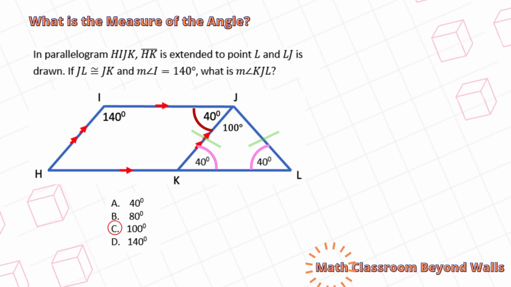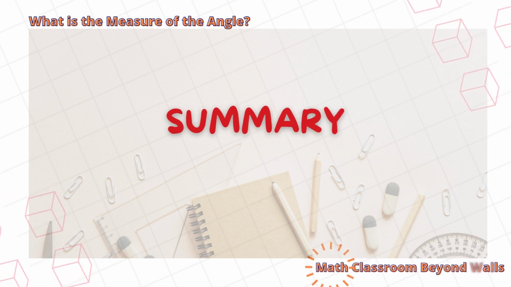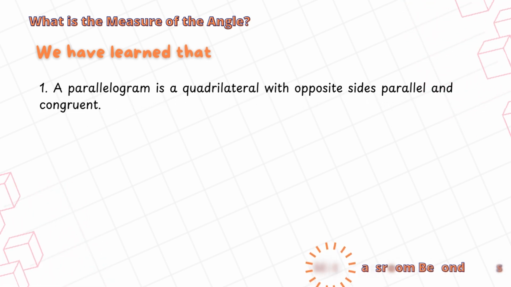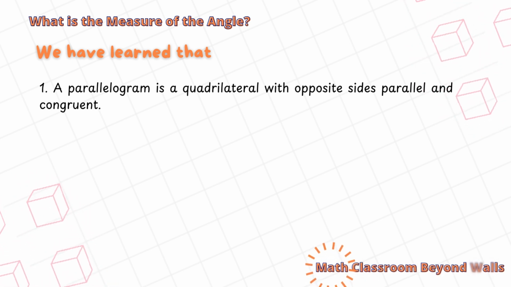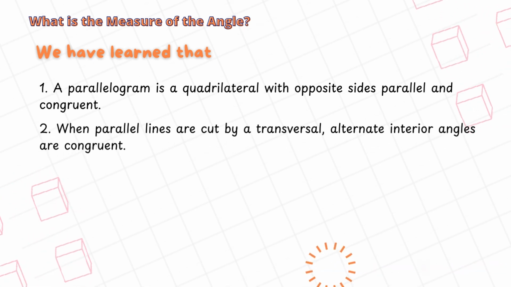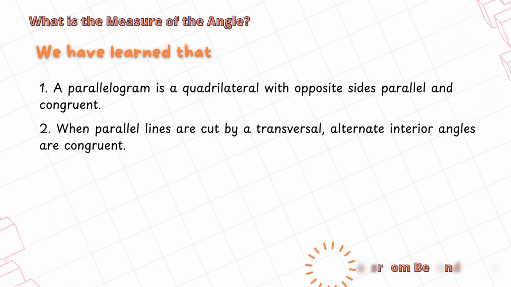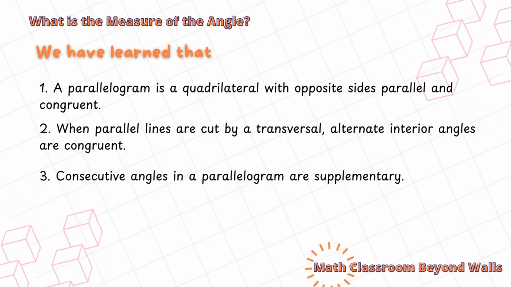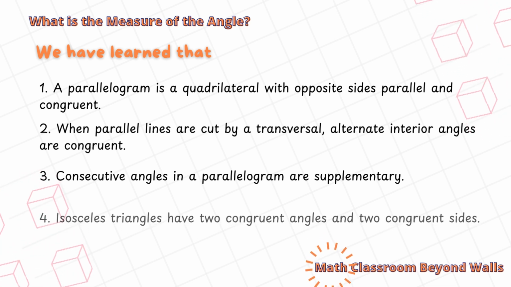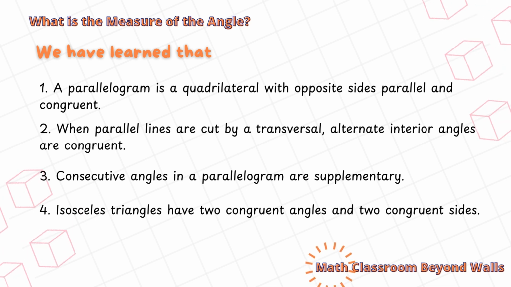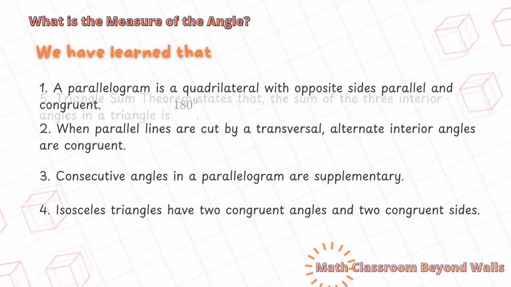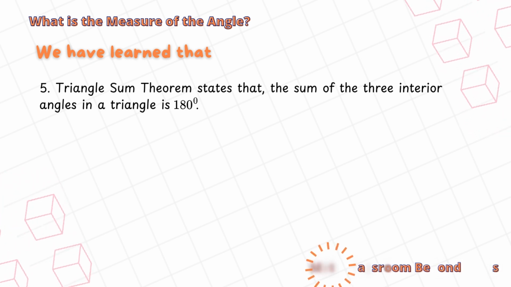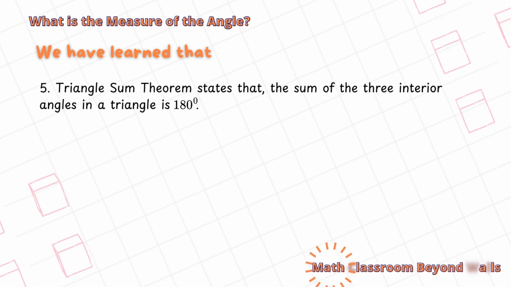There you are, learners. I hope you acquired lots of learnings in today's video. Let us summarize what we have learned today. First, a parallelogram is a quadrilateral with opposite sides parallel and congruent. Second, when parallel lines are cut by a transversal, alternate interior angles are congruent. Third, consecutive angles in a parallelogram are supplementary. Fourth, isosceles triangles have two congruent angles and two congruent sides. Fifth, triangle sum theorem states that the sum of the three interior angles in a triangle is 180 degrees.